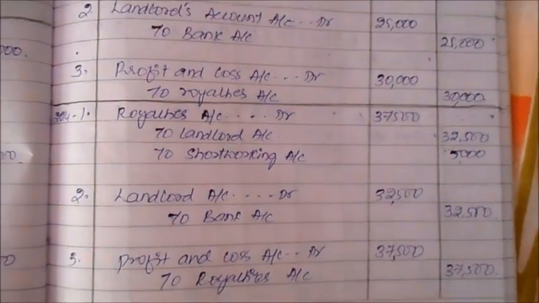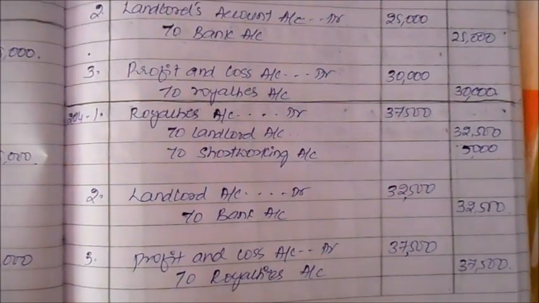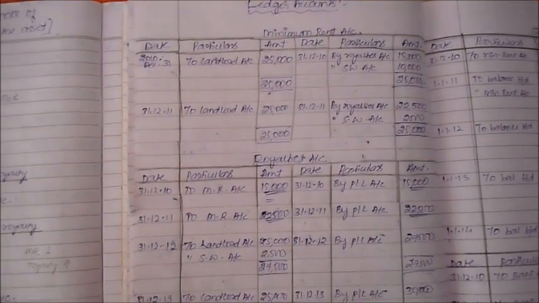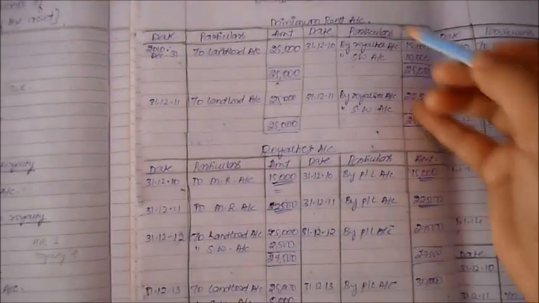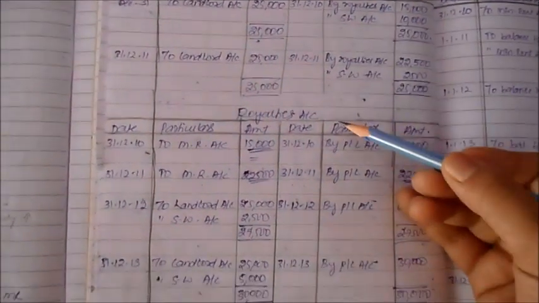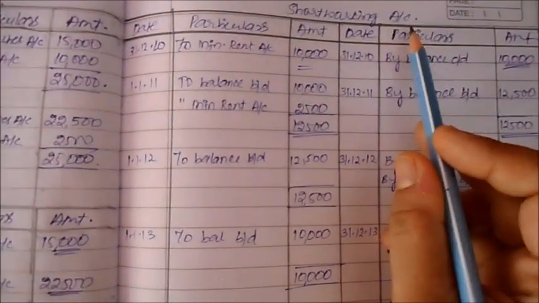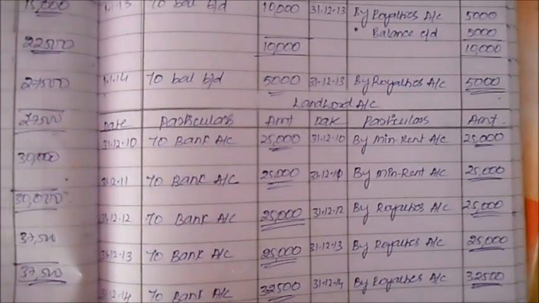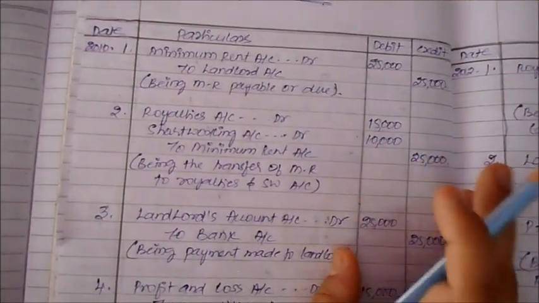Okay, so let us more importantly focus on understanding how ledger accounts are done. After you record your journal entries, the four most important ledger accounts that are expected to be prepared are minimum rent account, royalties account, short working account, and landlord account. I'm going to show you step by step how, with the help of journal entries, you post them.